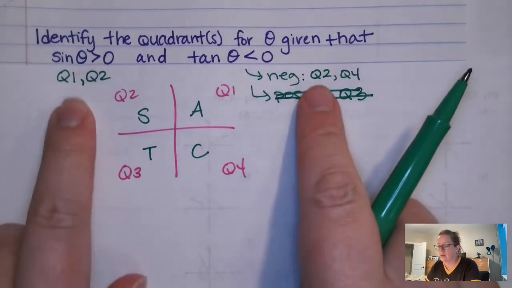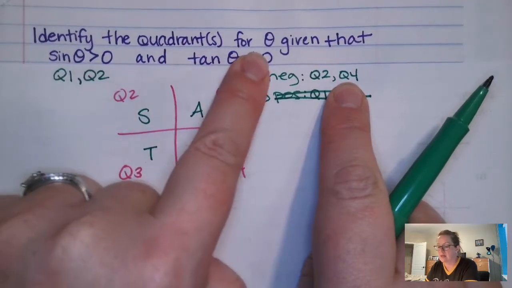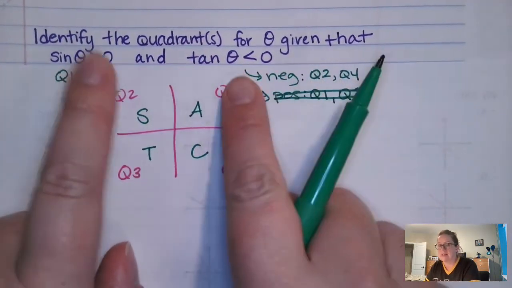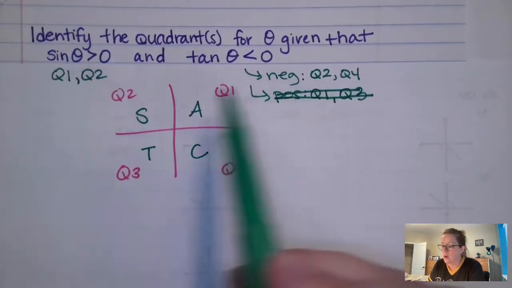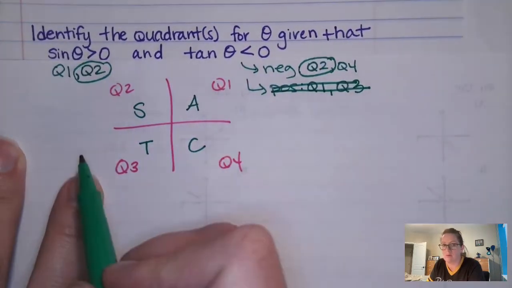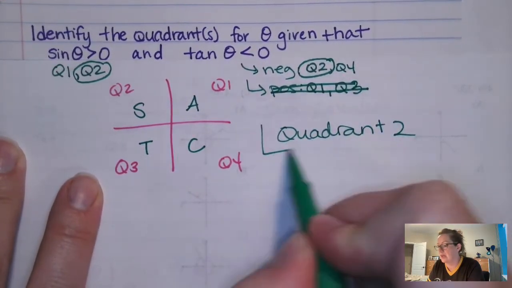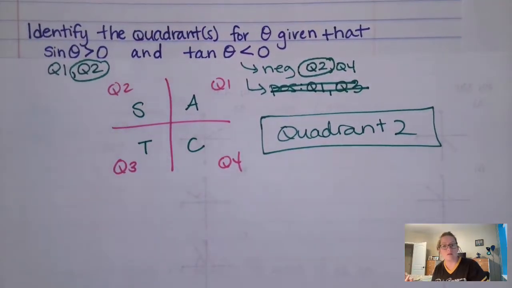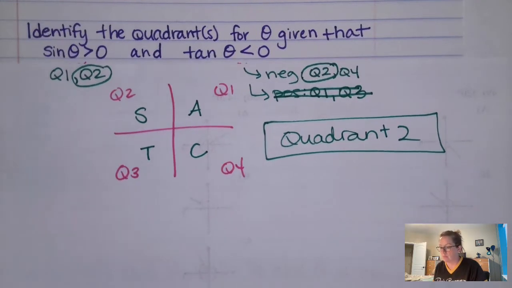Okay, so let's look at the quadrants we have. We have quadrants 1, 2, 3, and 4. We want to identify the quadrants given that theta satisfies these two conditions. It has to satisfy both conditions. So the only quadrant that satisfies both of those at the same time is quadrant 2. So your answer here is quadrant 2. Sometimes there's more than one, sometimes there's only one, sometimes there's 3. I'm trying to think if there's a case where there's 4. I don't believe there is. So you could have one answer or more than one.